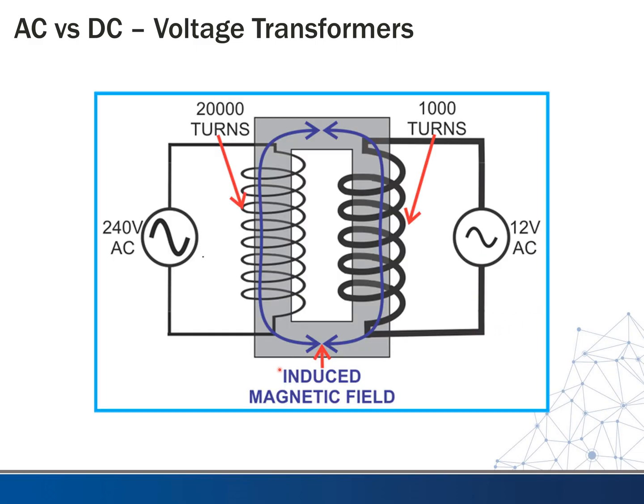So as an example here, we could have a transformer that has 2,000 turns on one side and 1,000 turns on the other side. And so if we put 240 volts on the primary side, once it goes through this voltage transformation, we would measure 12 volts on the secondary side. And again, this is just a function of the turns ratios.